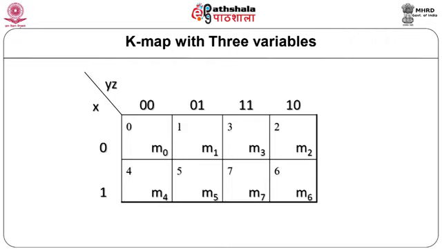And similarly, the min terms are labeled in the corresponding cells. The min terms are M0, M1, M3 first and then M2. In the second row, M4, M5, M7 and then M6. This is the way we represent the K map of 3 variables. Each cell is adjacent to 3 other cells, left or right, top or bottom, or edge wrapped.